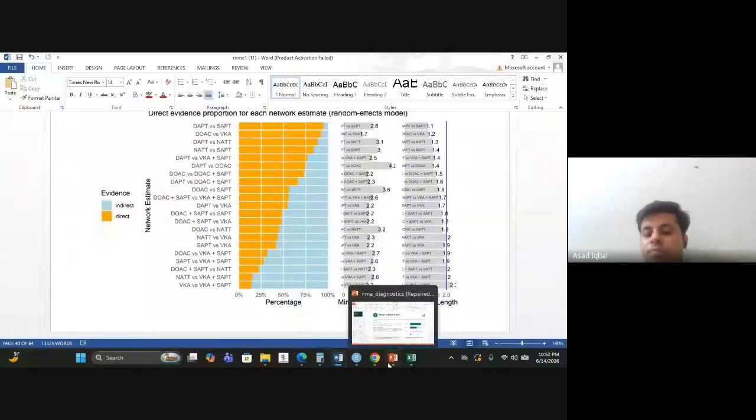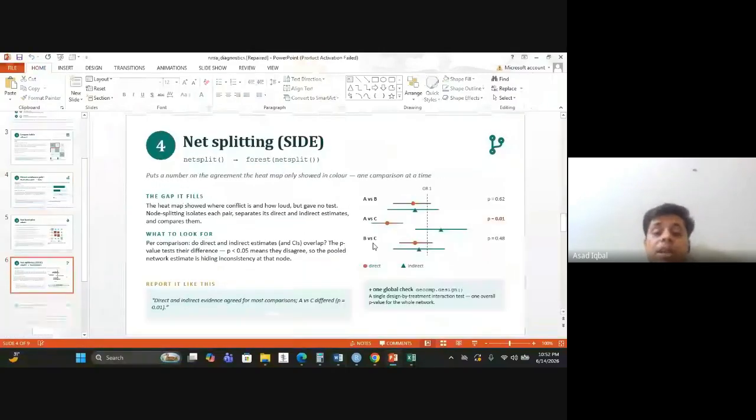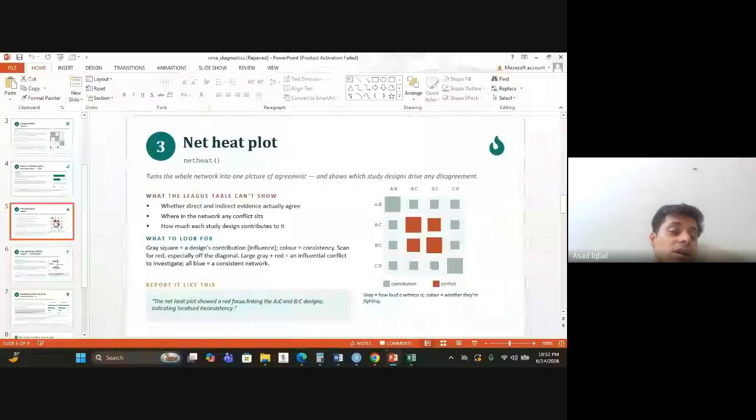Okay, now let's proceed with the net heat plot. It's a bit complicated in a sense.